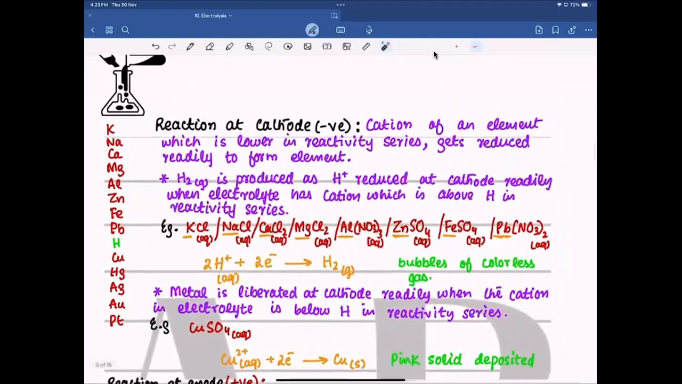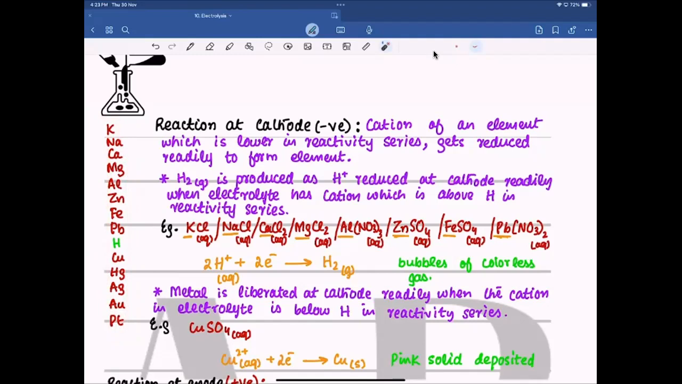So at the cathode, this is the reactivity series that we have also studied when we did metals. When we move down the reactivity series, the reactivity of these elements decreases, and the examiner does not give you this reactivity series, so you have to memorize these elements in the same sequence: potassium, sodium, calcium, magnesium, aluminium, zinc, iron, lead, hydrogen, copper, mercury, silver, gold, and platinum. As we move down, the reactivity of these elements decreases.